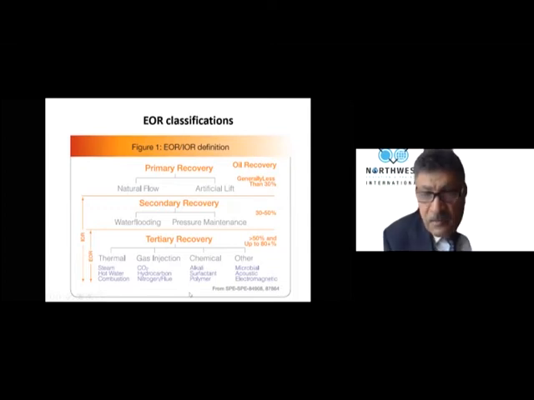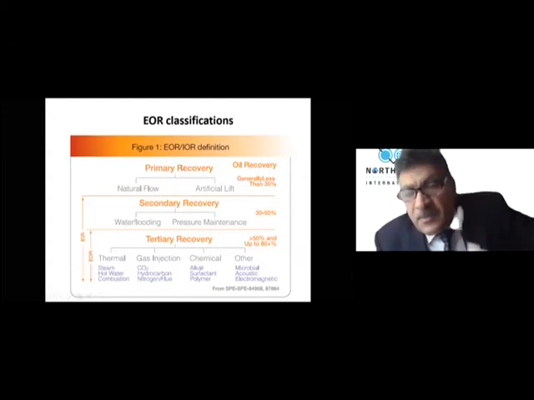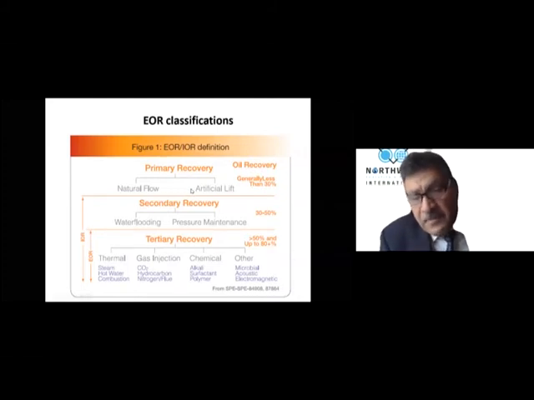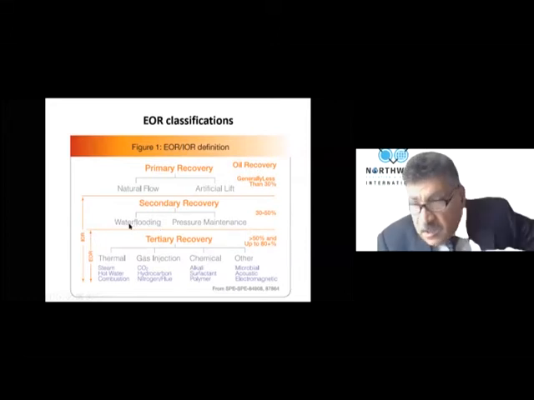And that's important to keep in. So primary recovery: I am recovering oil from my rocks, from my reservoir, either naturally or sometimes artificially, where I put an ESP, for example. But if I want to build up the pressure, you see this here, a pressure maintenance, that's a secondary recovery. Or water flooding. Water flooding is washing the rocks.